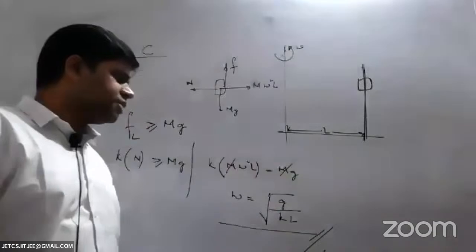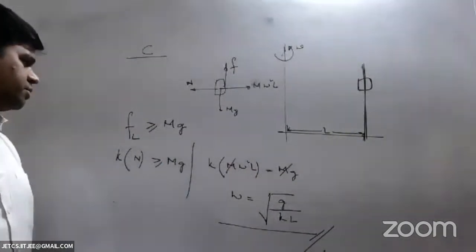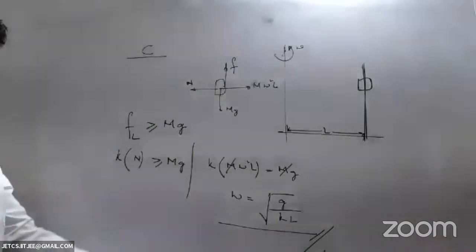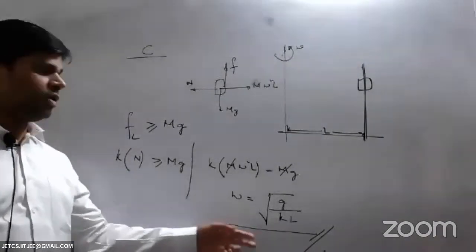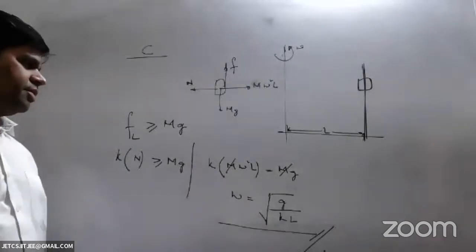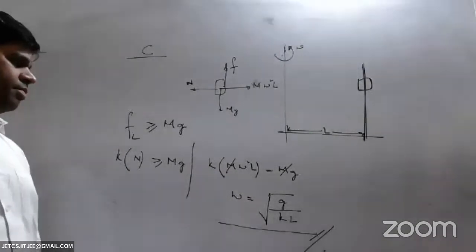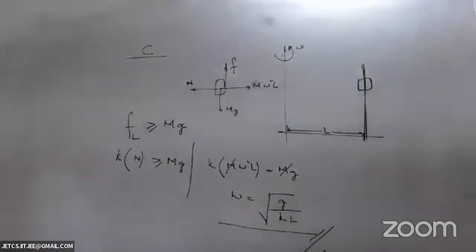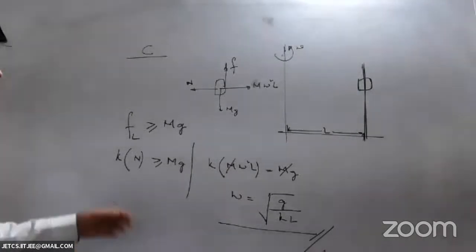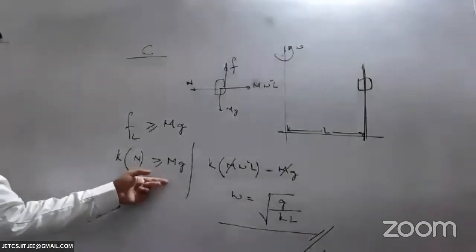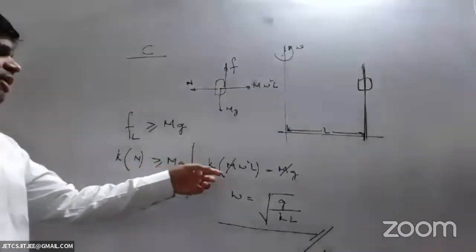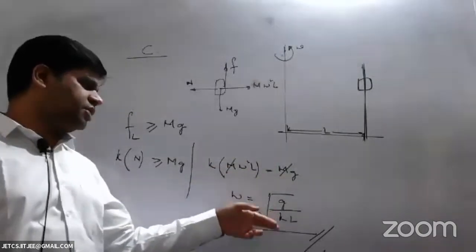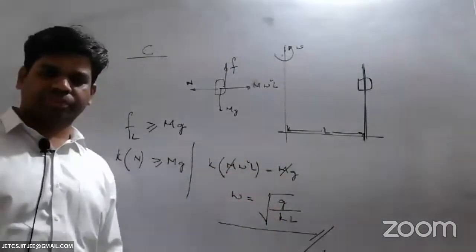Check if this is correct, students. I mean, the simplification is correct. Mu times N should be greater than or equal to mg. N is m omega square L, which should be equal to mg. m gets cancelled out. Omega is root g by mu L. Yeah, that's right.